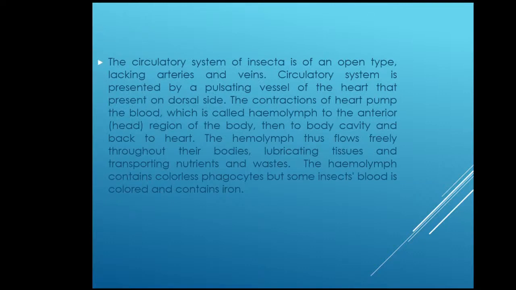The circulatory system of Insecta is of an open type, lacking arteries and veins. It is presented by a pulsating vessel, the heart, which lies on the dorsal side of the body. The contractions of the heart pump the blood, called hemolymph, to the different parts of the body. The hemolymph flows freely throughout the body, lubricating tissues, transporting nourishment, and removing waste products.